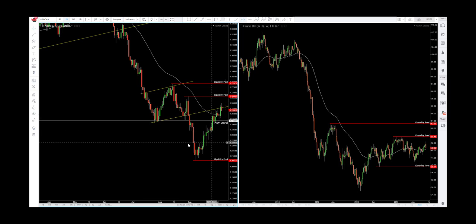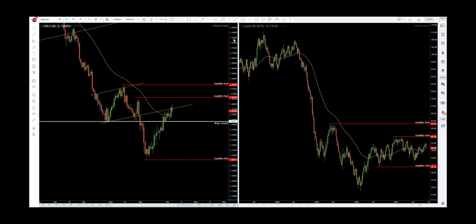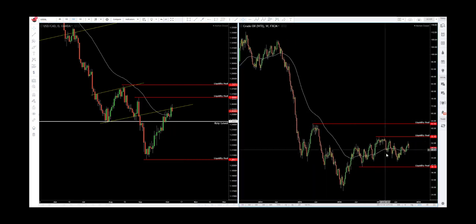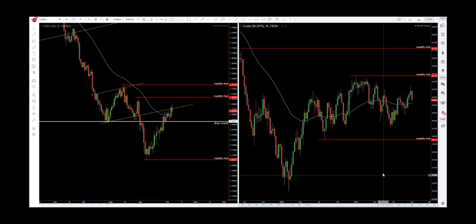Okay, with the dollar CAD, man, we were waiting for this pair to drop, and it didn't drop, and it's kept going up, and that just shows you that you can't predict what price is going to do. Price is going to do whatever it's going to do. But anyways, let's look at oil. Let's look at what's going on with oil first.